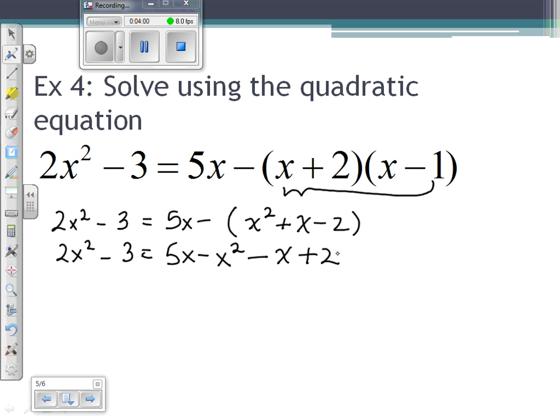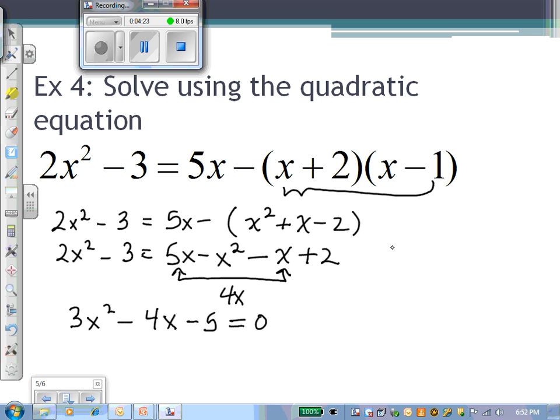I got to move everything to the other side. So I'm going to move x squared to the other side. I'm going to move these two. If you combine those two, are 4x. So I'm going to move that to the other side. I'm going to move the 2 all in one shot. So I'm going to get 3x squared. I'm going to move the 4x over here, so it's going to go minus 4x. And move the 2 over, so it's going to go minus 5 is equal to 0.